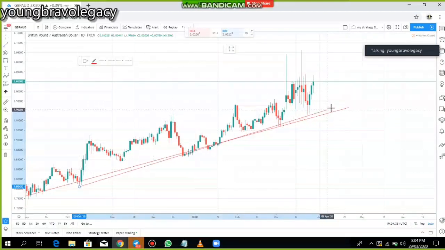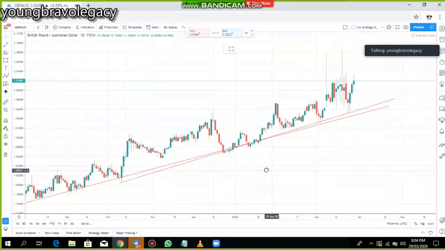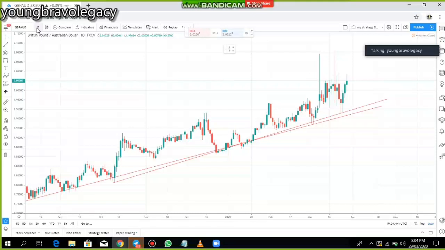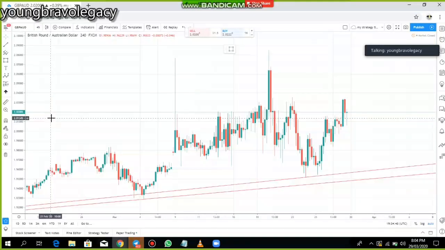Yeah, this is a good one. The first thing we look at is the trend. Then let's go to the 4 hours. In an uptrend, what do we do? We buy. For us to buy in the market, we need a support. A support must be created before the market can buy.